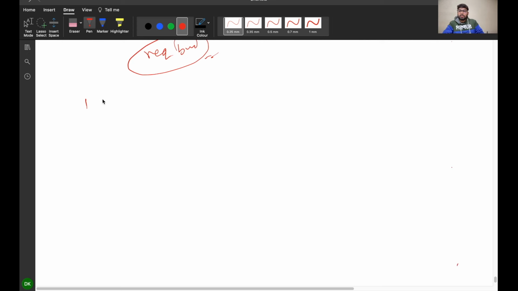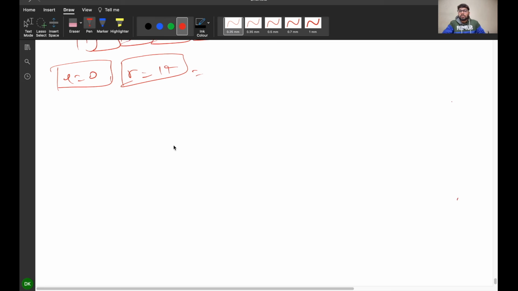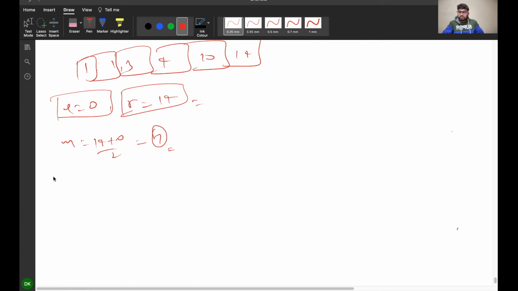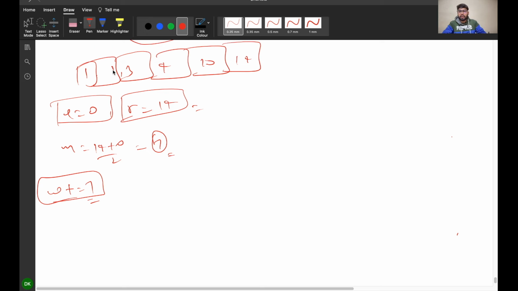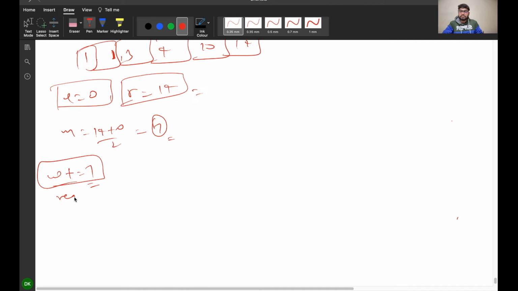I have 1, 1, then 3, 4, 10 and 14. Initially my L is 0, my R is 14 minus 1, that is 13, and for making it safer I increment it by 1. So now what is the M? 14 plus 0 divided by 2, that is 7. So initially my waiting time is 7. First of all I have to calculate the required buses for waiting time 7.